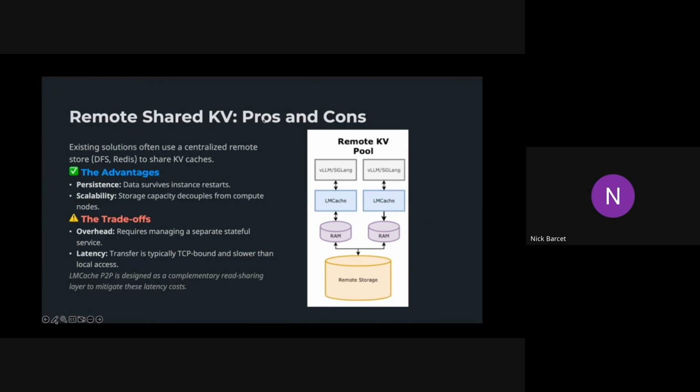While RDMA can solve this, it requires full end-to-end support, including NICs, switches, and software. Most generic remote stores, like standard Redis, usually expose TCP endpoints, not RDMA. LMCache P2P acts as a high-performance supplement to bypass those bottlenecks when hardware allows.